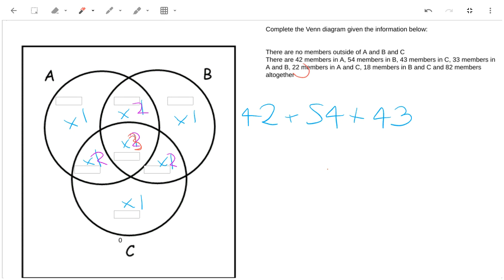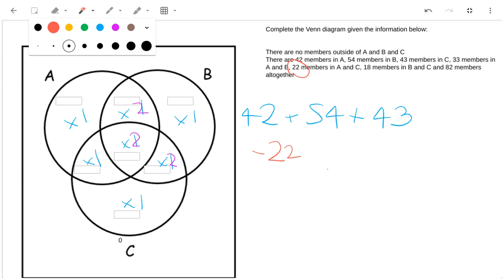Now, to look at the combinations, I've got 22 members in A and C. This bit here. And I'm going to try and take the 2 down to a 1, and take the 3 down to a 2. So I'm going to take off 22 from my total. Sorry. And that means taking off the 2 and the 3. So we're back down to 1 and 2 of those two zones.